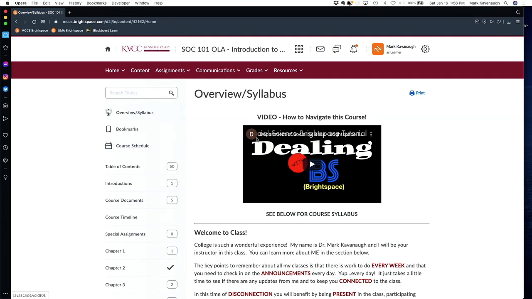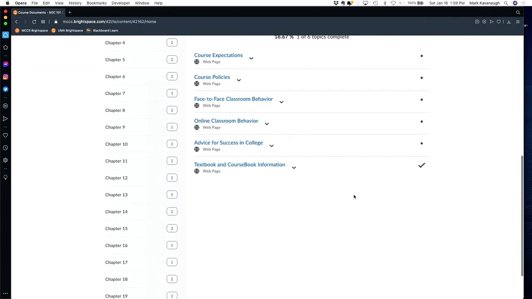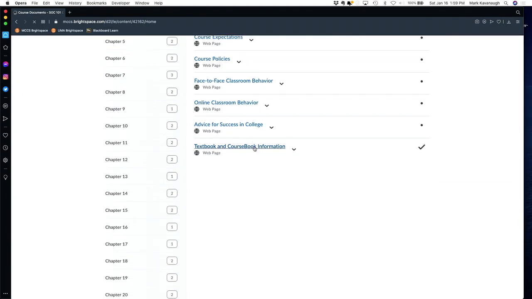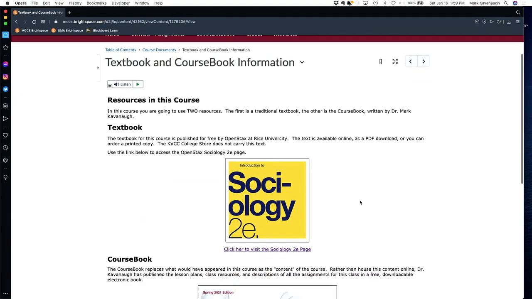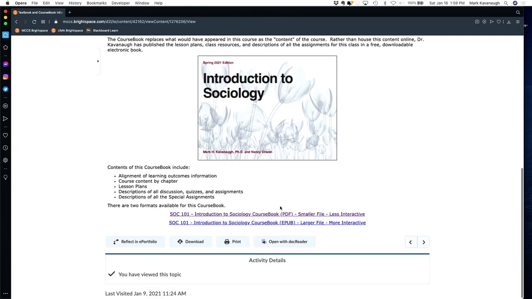We have, of course, where the syllabus is here. Make sure you read that. Introductions, we just got done with that part of the class. Under course documents, make sure that you scroll to the bottom. You go to textbook and coursebook information, and make sure you've downloaded a copy of the sociology textbook right there, and that you've selected the version of the coursebook. A little right click on each one of these will actually download the file to you.